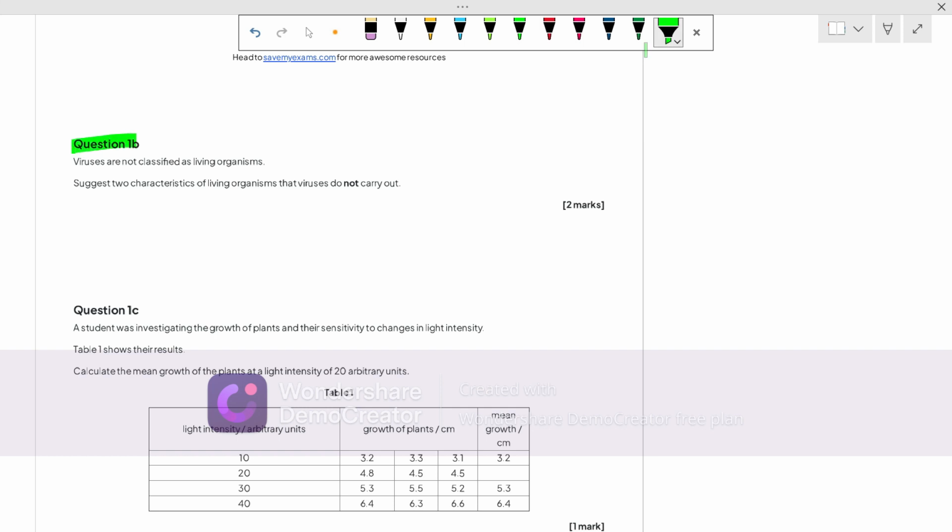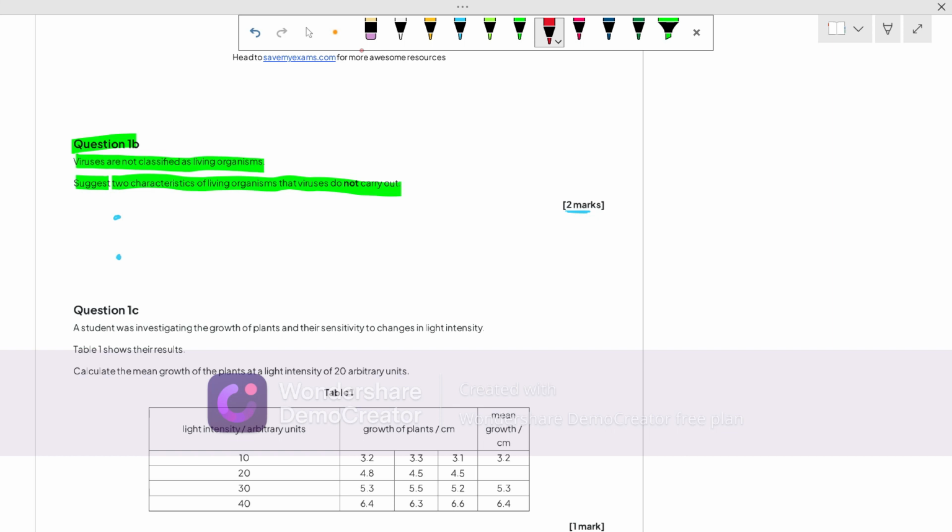Question 1b. Viruses are not classified as living organisms. Suggest 2 characteristics of living organisms that viruses do not carry out. So, for this question, 2 marks. It means we need to give 2 characteristics. Viruses are not living things, so by default, viruses do not carry out any of these 7 life processes of living organisms.